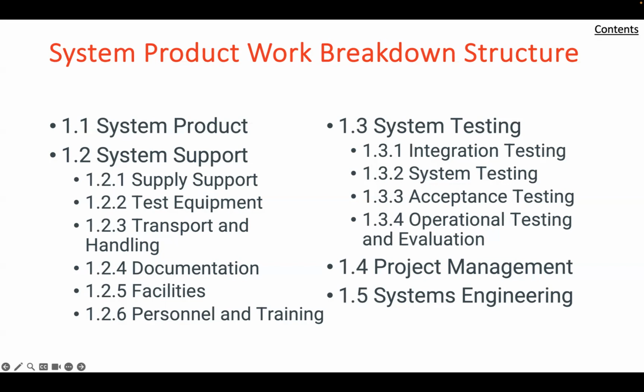1.3.2, system testing. This category provides for overall system test and the evaluation of test results. 1.3.3, acceptance testing. This category provides for factory and installation test of delivered items, delivered systems. 1.3.4, operational testing and evaluation. This category tests the effectiveness of the entire system in a realistic operational environment.